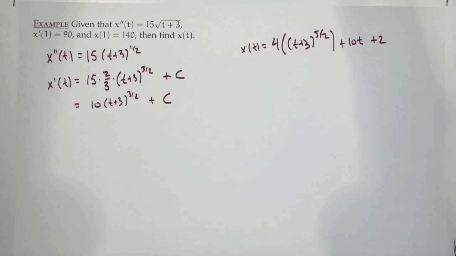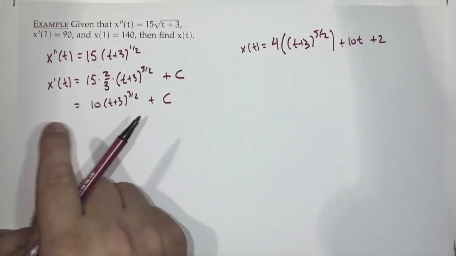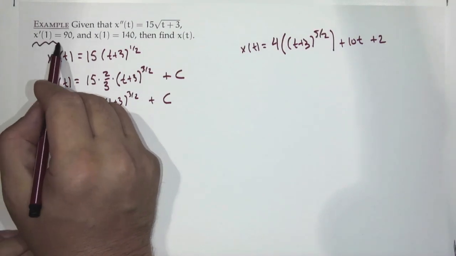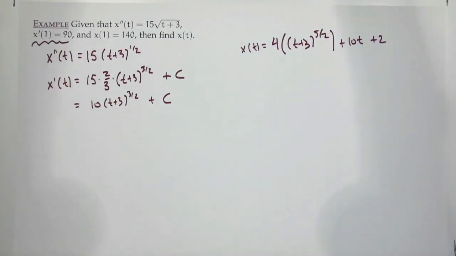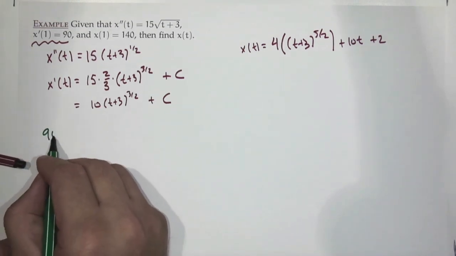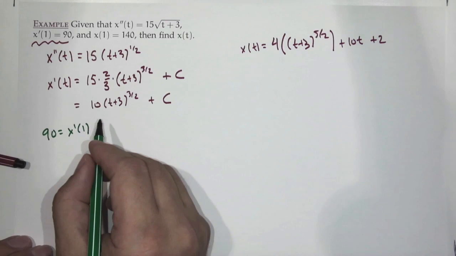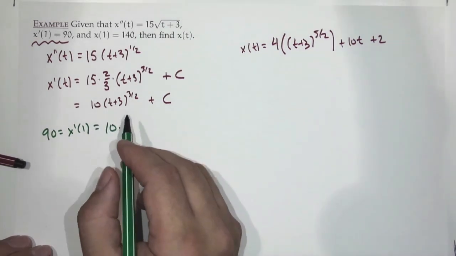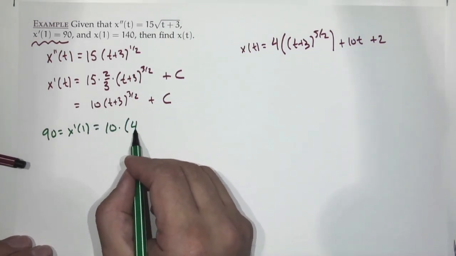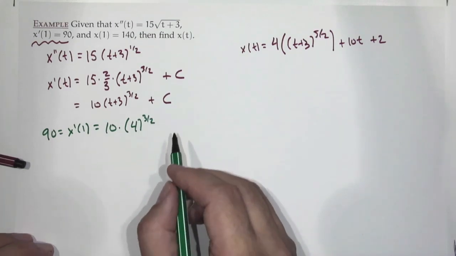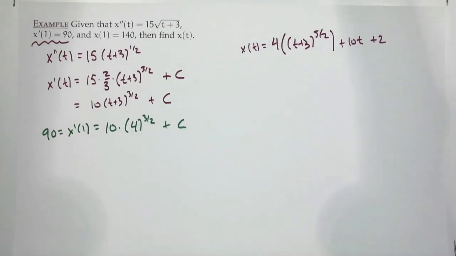And so, all right, now we could solve for x of t right away, or we can say, hey, let's pause and use initial conditions associated with x prime. All right, so 90 is x prime of 1. Okay, that's 10, 1 plus 3 is 4 to the 3/2 power, and then plus c. Now you're probably thinking, oh, well, that's not so bad. 4 cubed is 64, and the square root of 64 is, of course, 8.